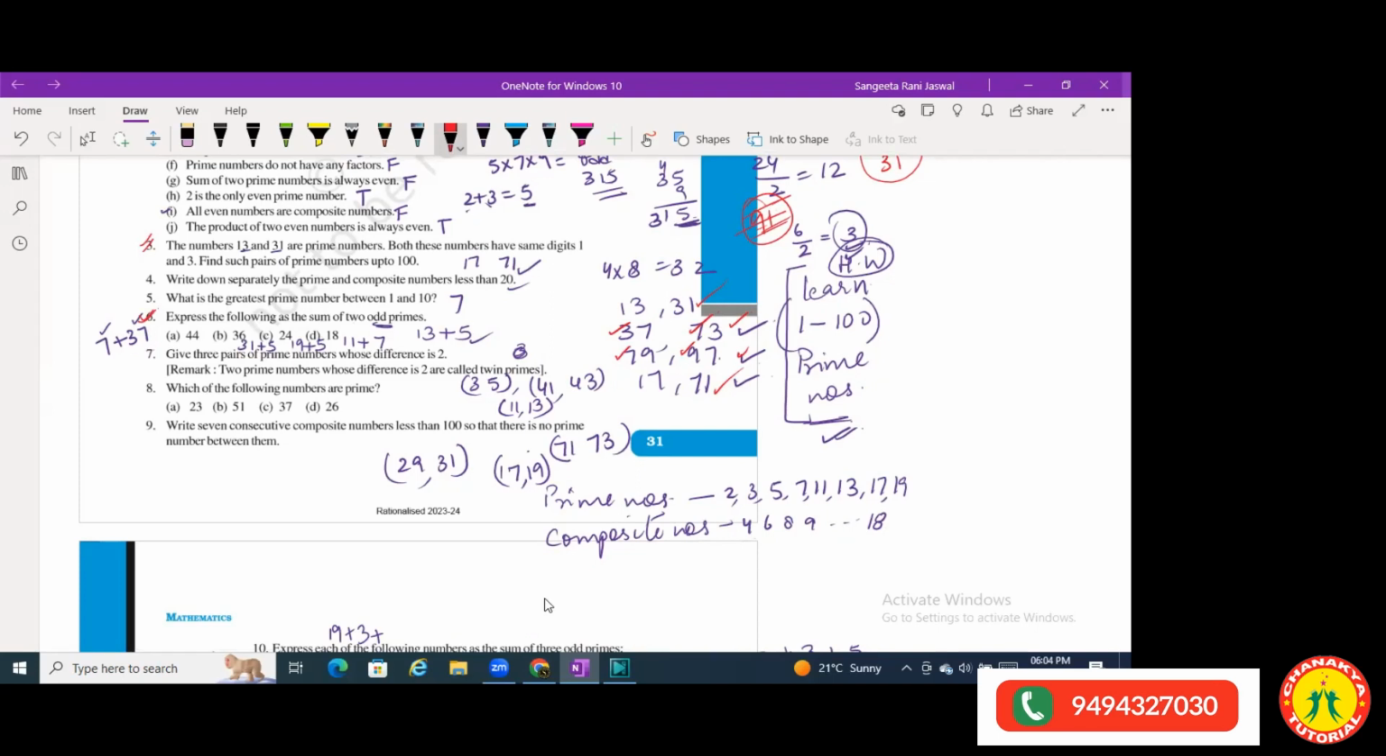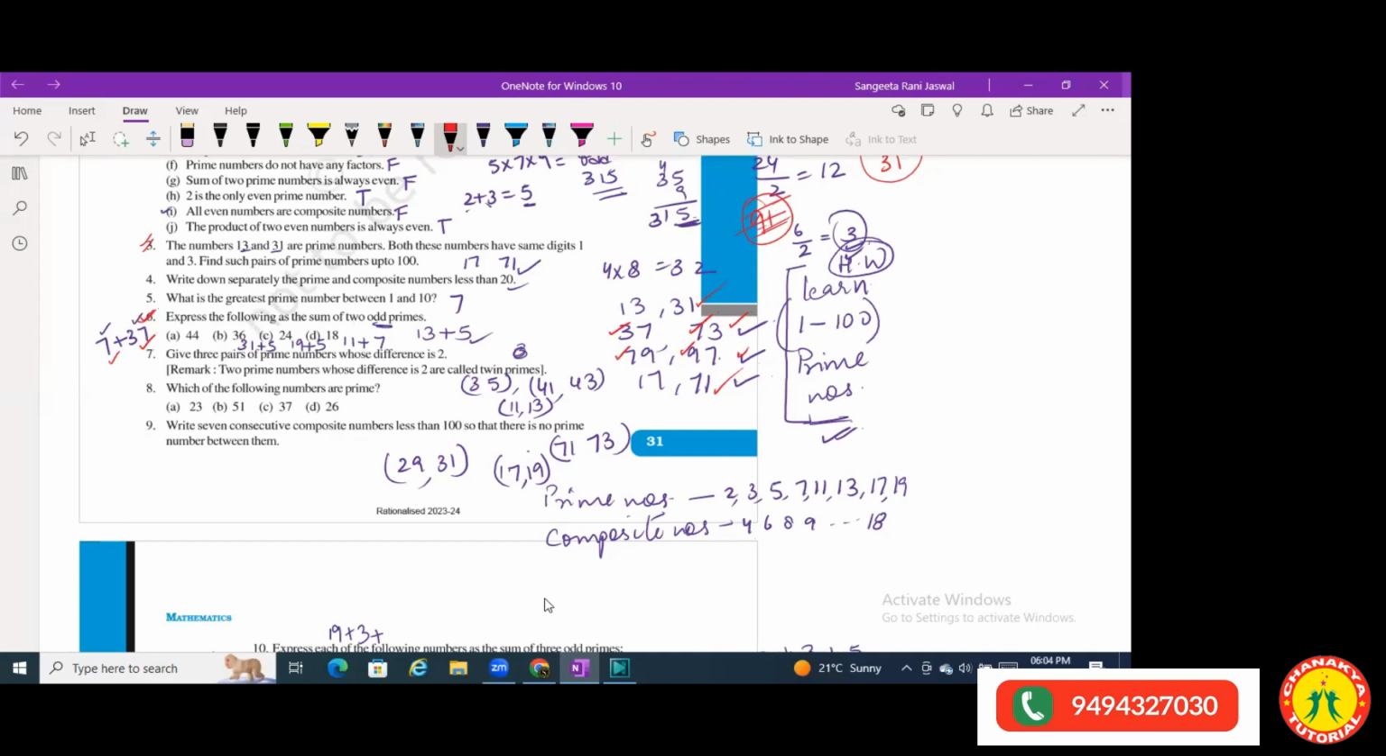Now 44 can be written as 7 plus 37. 37 is also prime, 7 is also prime, and they both are odd. All prime numbers are odd, except 2. 2 is the only even prime number.